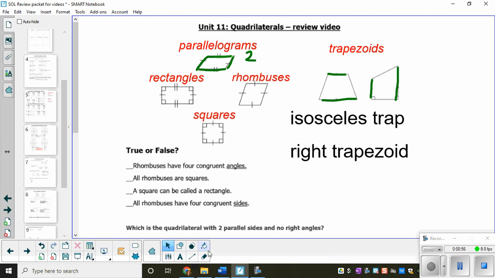The isosceles is the one that has the two sides right here. This is the same as this one. And the right trapezoid is called a right trapezoid because it has right angles. Now, once we call something a trapezoid, it's got to be one of these two shapes and that's it.